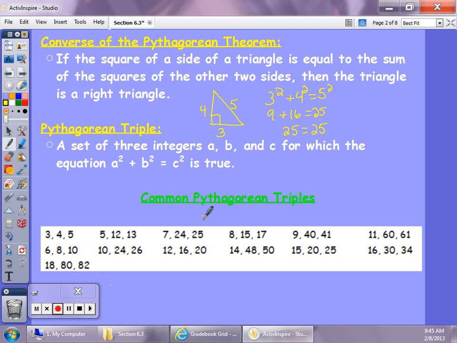A Pythagorean triple is a set of three integers that we're going to call a, b, and c, for which the following equation is true: a squared plus b squared equals c squared. Listed below are some of the common Pythagorean triples that you're going to see in geometry. You do not need to memorize these, but if you are able to quickly look at the three sides that are one of the Pythagorean triples, then based on the converse of the Pythagorean theorem, you then can conclude that the triangle is a right triangle.